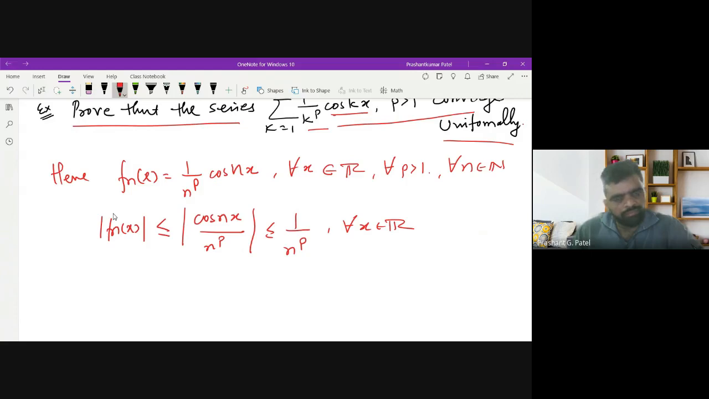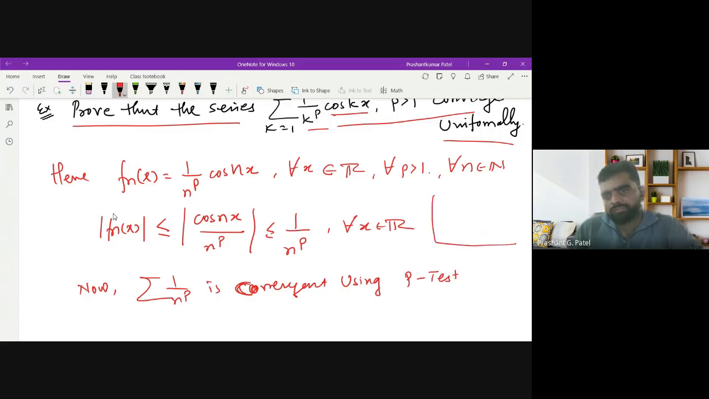Now one should note that by the p test, summation 1 upon n power p is convergent. If you have forgotten what the p test is, the p test says that summation 1 upon n raised to p is convergent if p is greater than 1, and it is divergent if p is less than or equal to 1. This is known as the p test.